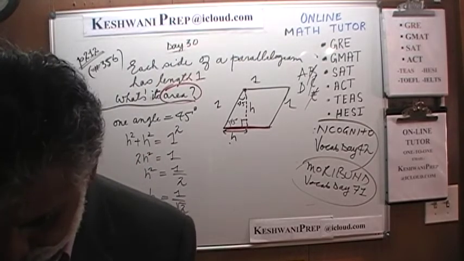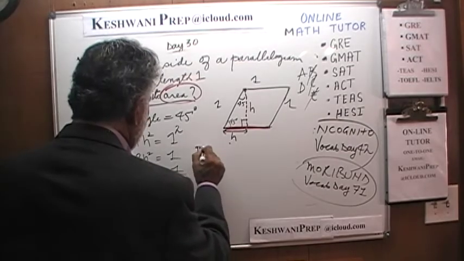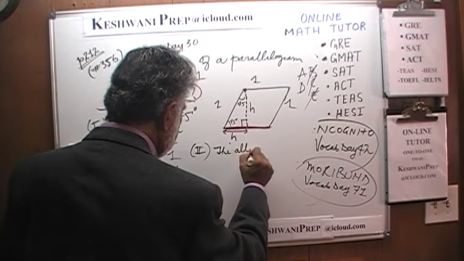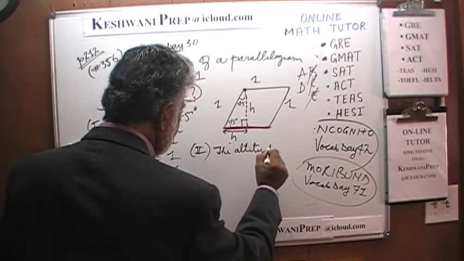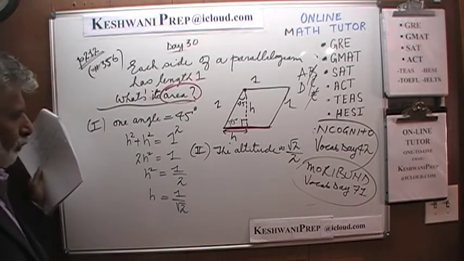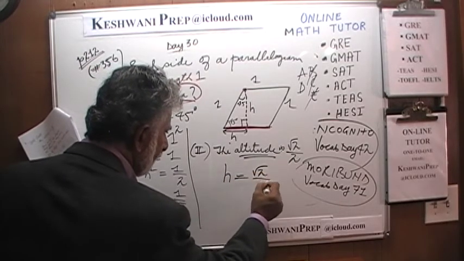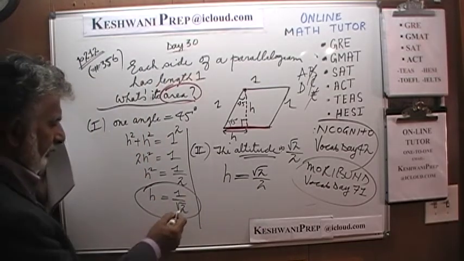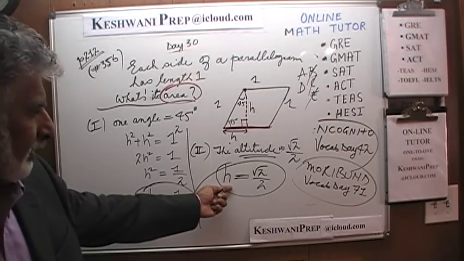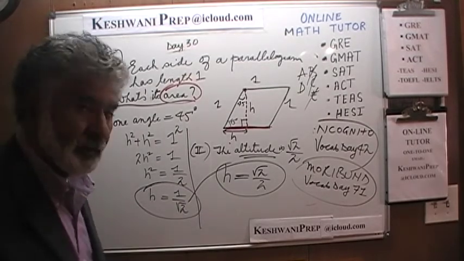Let's see what the second statement tells us. The second statement tells us that the altitude is root 2 over 2. But there you go. Altitude is the height. The height, they tell us, is root 2 over 2, which is precisely what we found here. This quantity is the same as this quantity, obviously. They're not going to contradict each other. Again, once we have the height, we can figure out the area, because the area is height times 1, which means the second statement by itself is also enough.